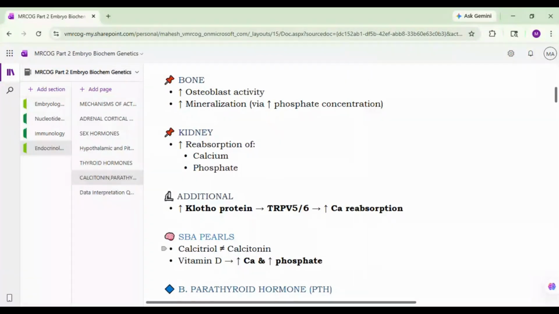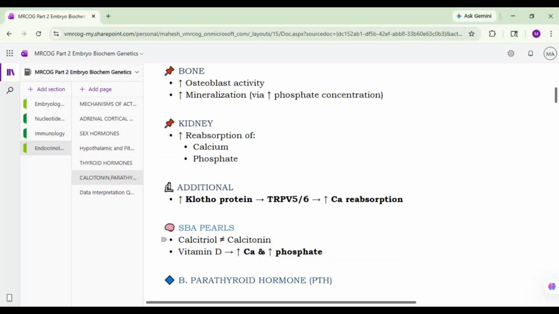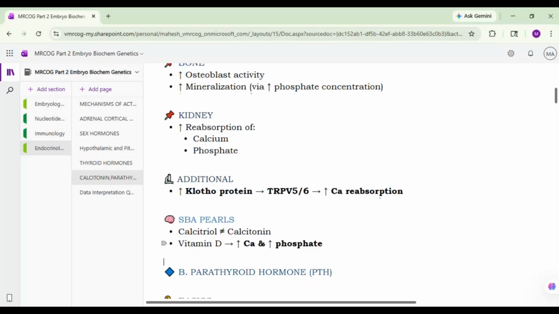From the examination point of view, calcitriol is not the same as calcitonin. Calcitonin is different. Calcitriol is your vitamin D. Calcitonin is a different hormone. So vitamin D increases the calcium, and it also increases the phosphate.